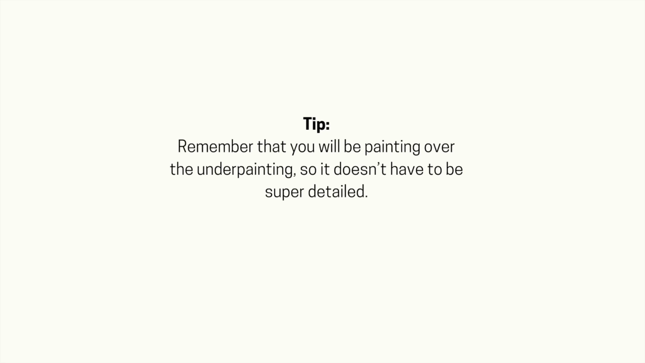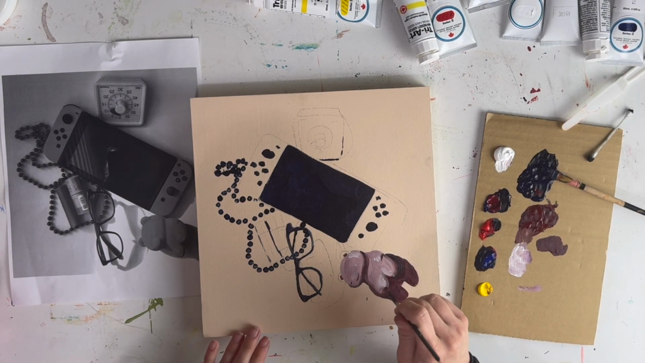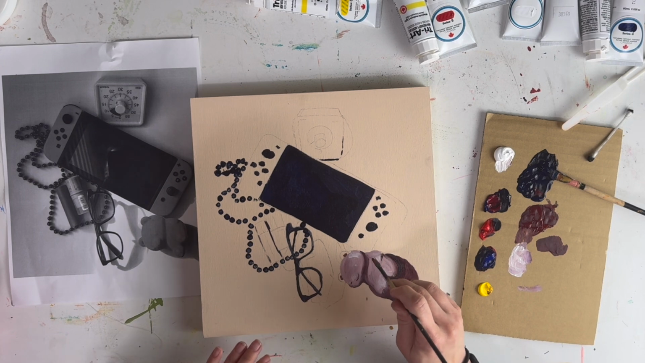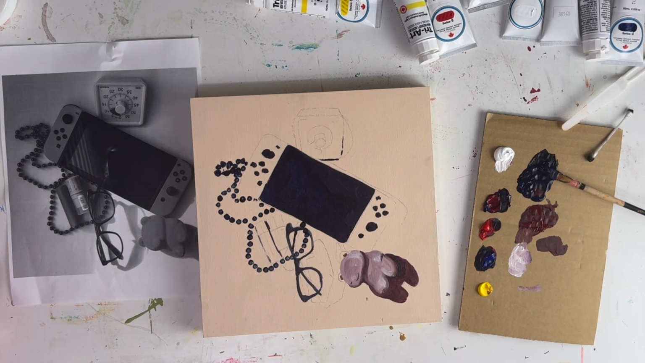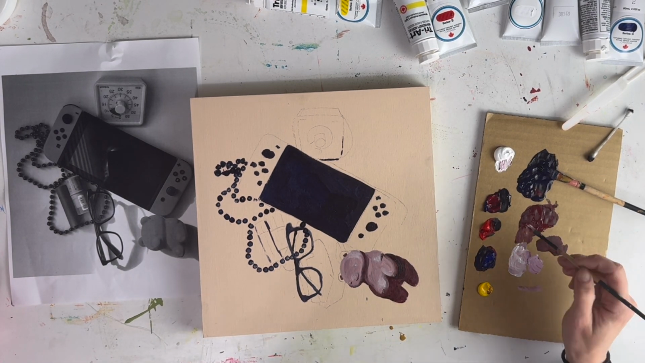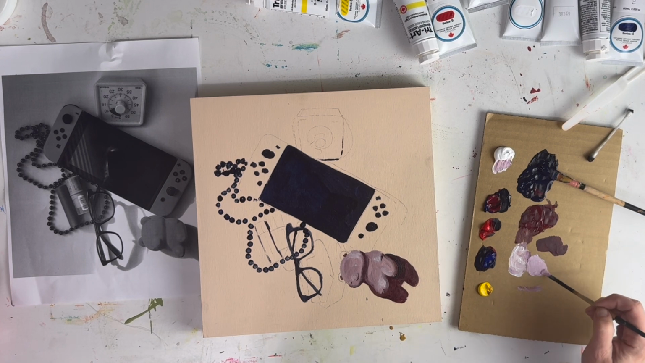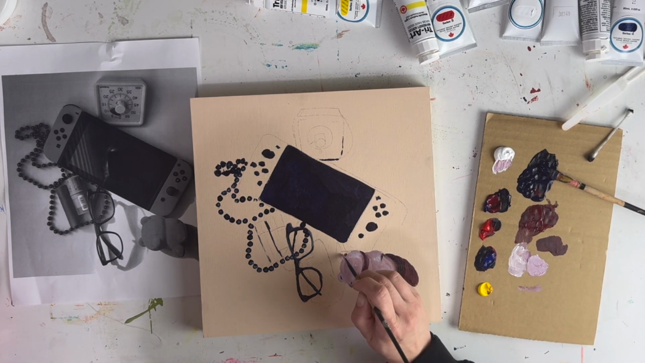Remember that you will be painting over the underpainting for the most part, so it doesn't have to be super detailed. I feel like I ended up making my underpainting way too detailed. It took me about 70 minutes, just a little bit over an hour, to complete the underpainting, including the background. And I think that's too much.